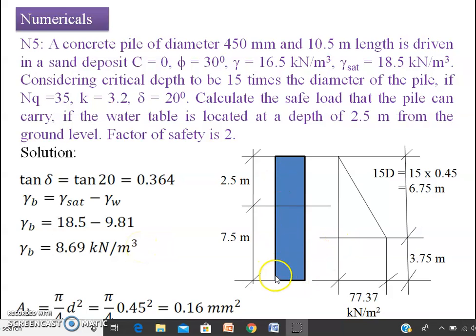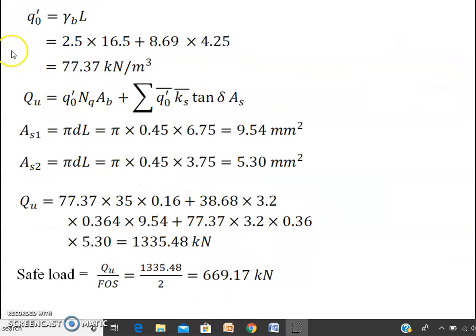If you talk about the bearing area of the pile, it is circular in cross section. That's why the area of bearing will work out to be pi by 4 into d square, which equals pi by 4 into 0.45 whole square, which comes out to be 0.16 meter square. So let's move towards the surcharge pressure calculation. The effective surcharge at the level of the bearing will be gamma bulk into L.